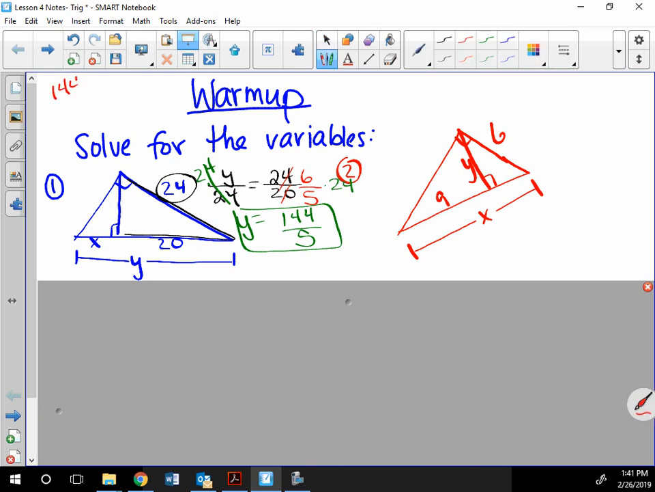Or you could have done what Tara said and set up your geometric mean where instead of saying y, you could have said x plus 20 for the whole thing, and then cross multiply. Let's go ahead and just remind you how to do fractions. I'm going to go ahead and subtract 20, and I want to multiply by 5 over 5. What's 20 times 5? 100 over 5. So what's x going to be? 44 over 5.